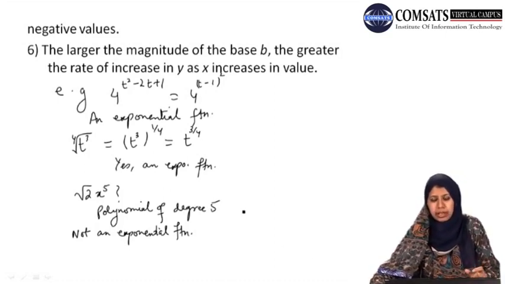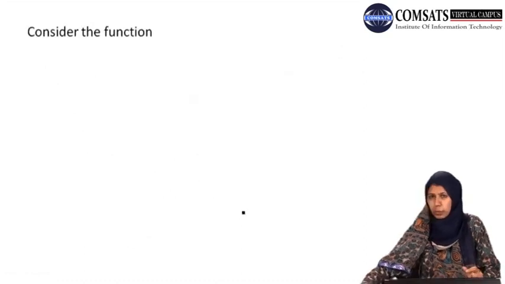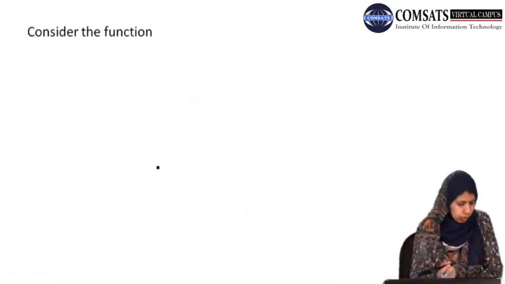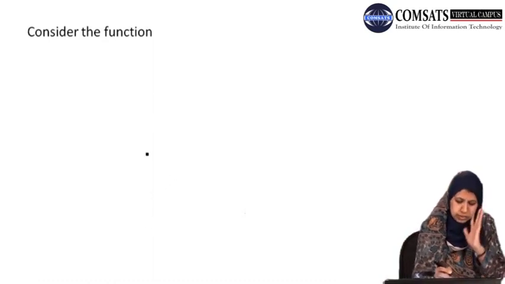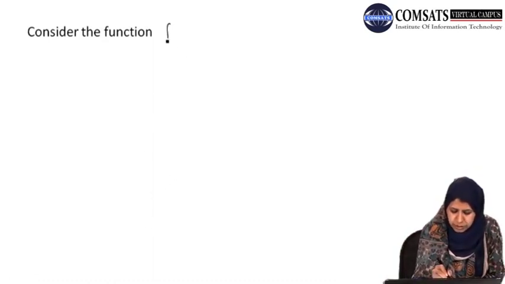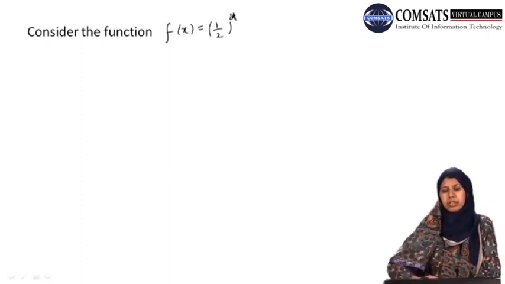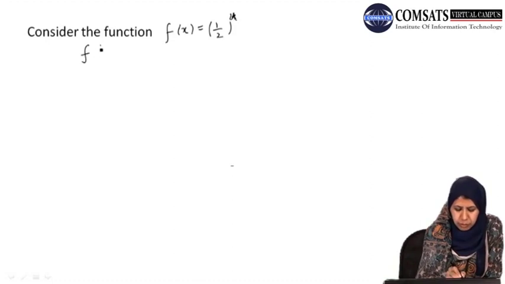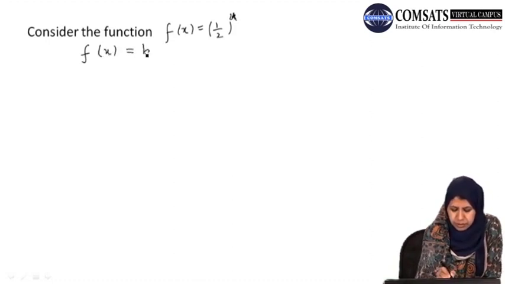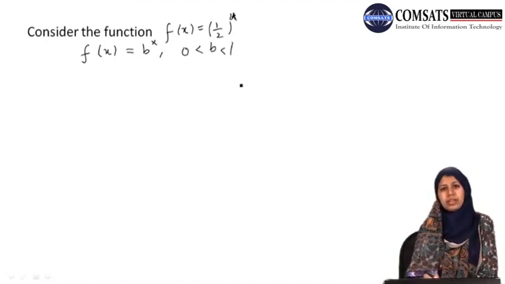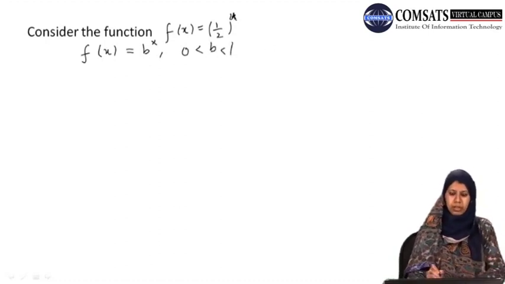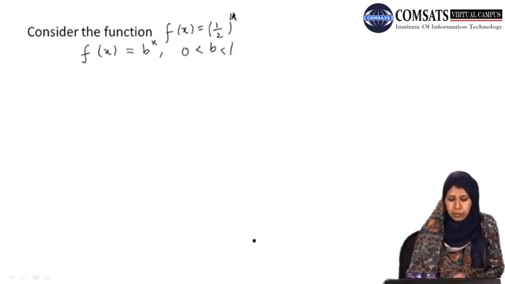Okay, up to now we have seen the graphs of exponential functions when b is strictly greater than 1. But what happens when b lies between 0 and 1? These types of functions are also exponential functions. For example, if we consider our function f of x equals 1 by 2 to the power x, then the general form of our function is f of x equals b to the power x, where b lies strictly between 0 and 1.